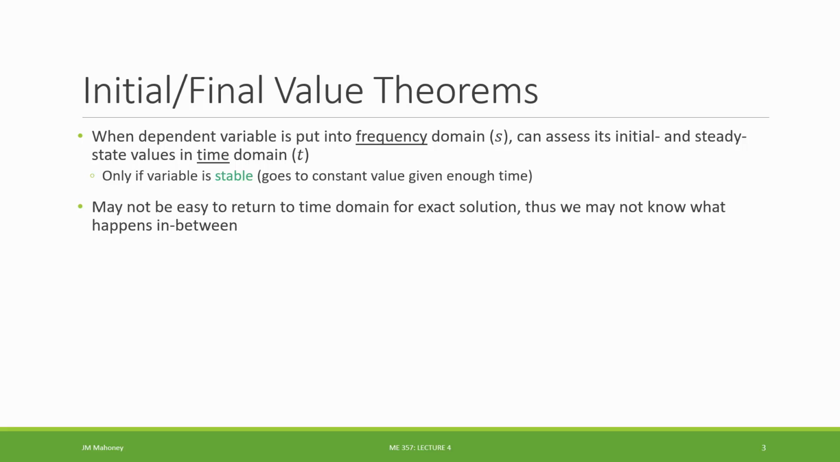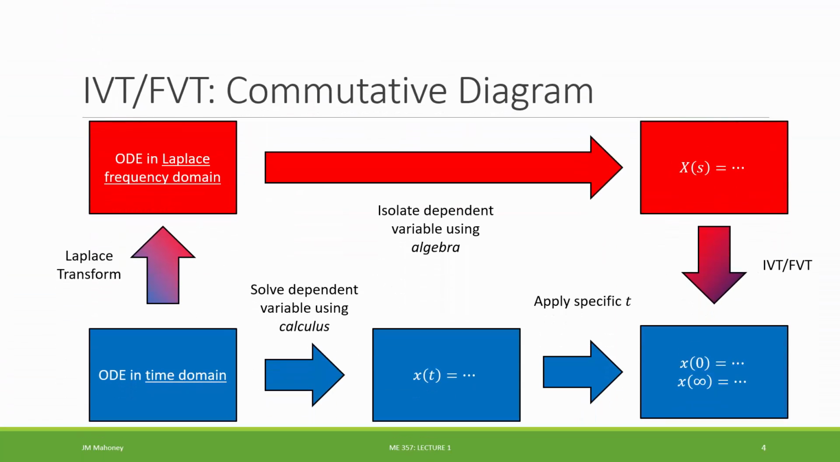So what does this look like graphically? Here's a commutative diagram similar to what we saw when we were first looking at using our Laplace transform. This is where we often start: we have the ODE in the time domain. And where we want to end up, in the far right, is if all we really want to know is the value of our dependent variable at time 0 and the value at time, we'll call it infinity, the steady state value of our dependent variable. We have two paths we can take. This is kind of an extension of what we were looking at before.